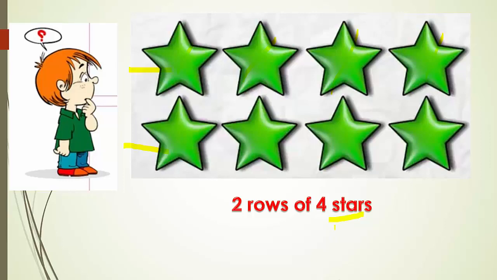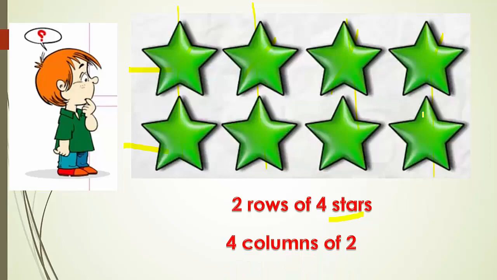Okay. And here, how many columns do I have? Let's count together. 1, 2, 3, 4. I have 4 columns. How many stars in each column? 2. So I have 4 columns of 2 stars.